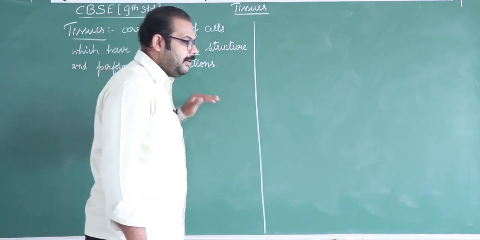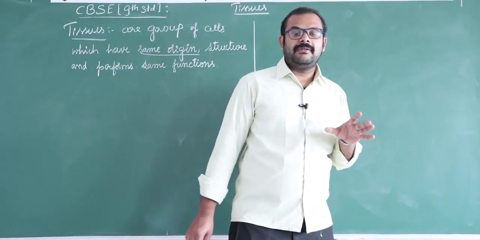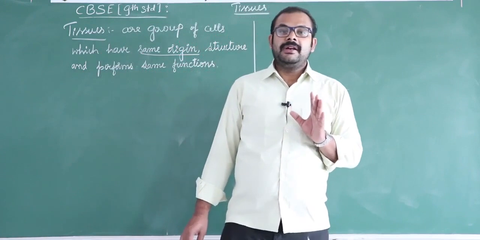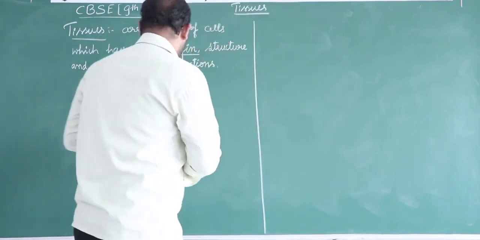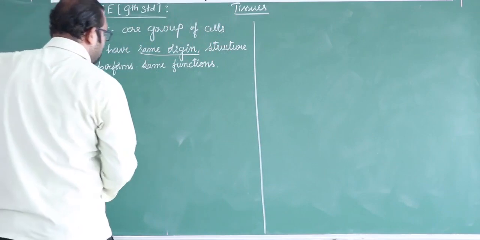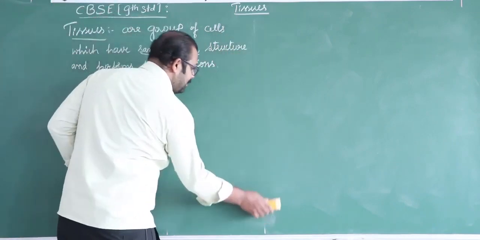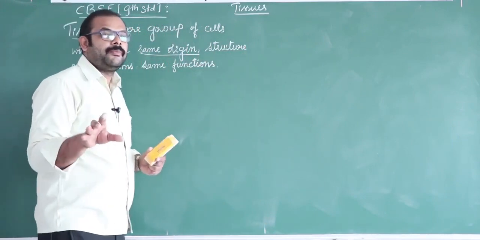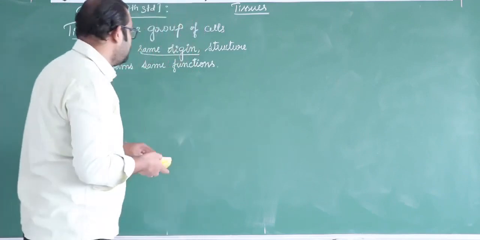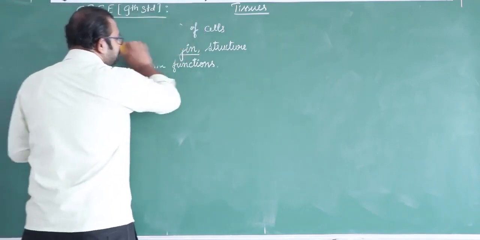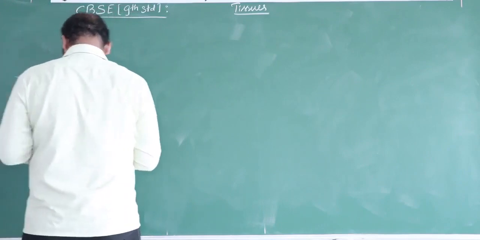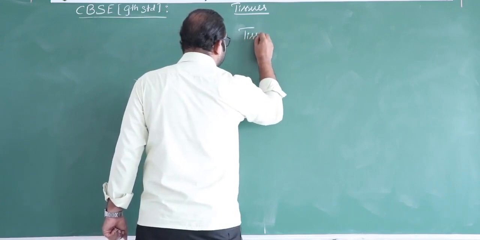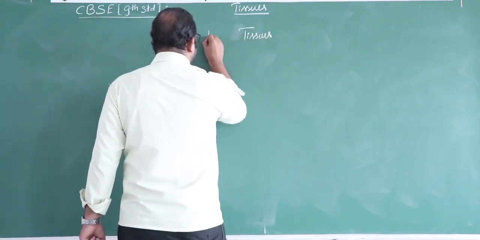So here we are going to discuss how tissues are arranged in plants and animals. Now we are going to discuss tissues in plants. Let's see what the different types of tissues present in the plant body are. Let's write a brief classification of the tissues so that you will come to know how tissues are classified. So, plant tissues.